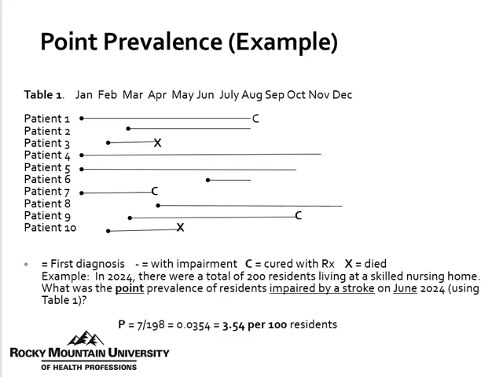The answer would be there were 7 people impaired with stroke out of 198. But wait a second, you said there were 200. Well, we have to account for the 2 people that passed away. So you're able to see that there, 2 people passed away. So then we're able to calculate 7 divided by 198 gives us 0.0354. And then we convert it to some factor of 10, that there were 3.54 residents out of 100 impaired by stroke in June of 2024.